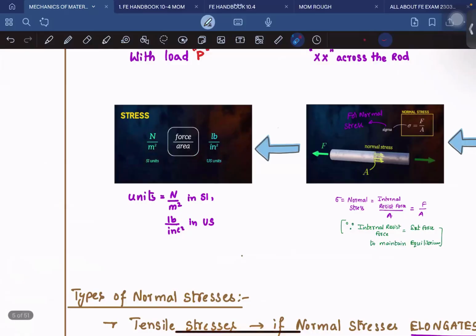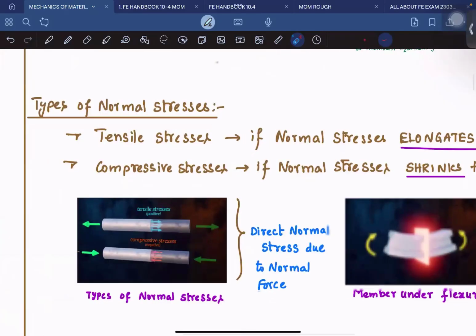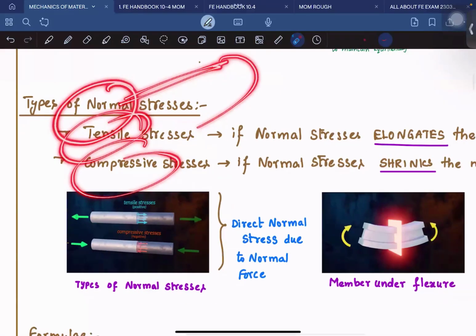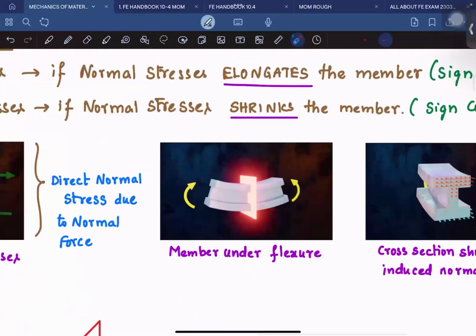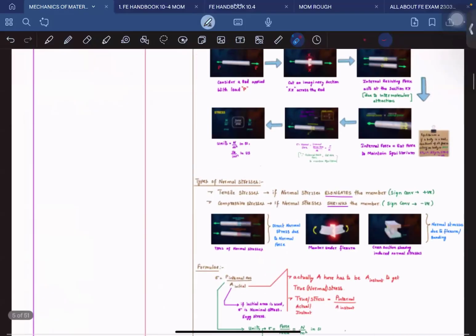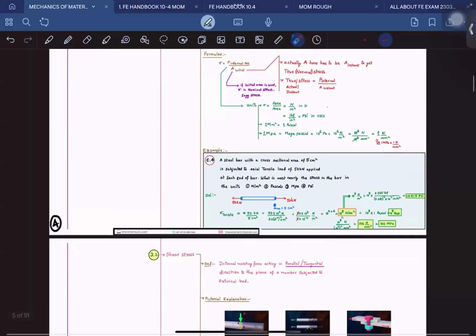We'll learn them and we'll do examples, and then we'll go into types of stresses, that is normal stresses. In normal stresses there are tensile and compressive, and there are bending stresses. They have plenty of examples. So it is just a summary, and we have examples. From tomorrow's session we'll start the subject clearly.